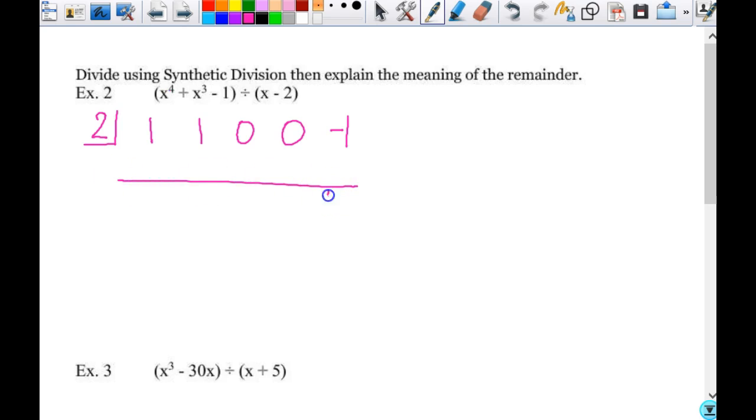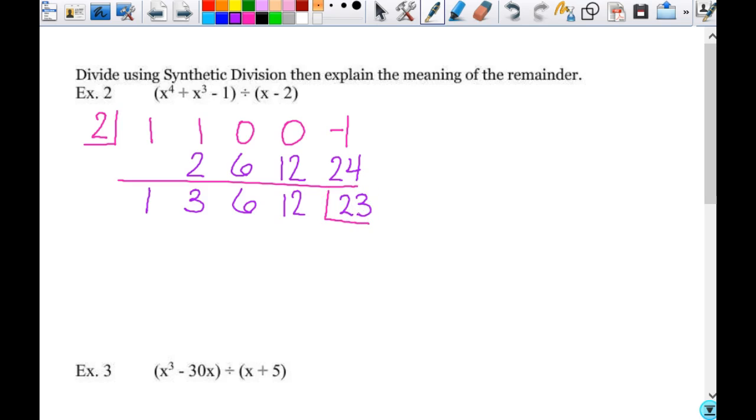Then I'm going to box off this last one for my remainder. Bring this down. So 2 times 1 is, what? 2. So that gives me 3. 2 times 3 is 6. Gives me 6. 2 times 6 is 12. Gives me 12. 2 times 12 is 24. So my remainder is 23.